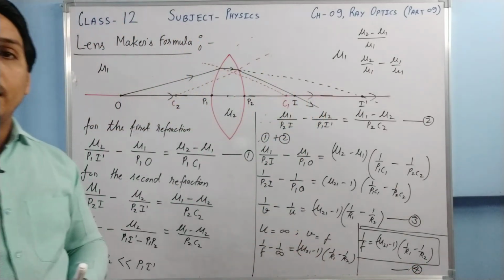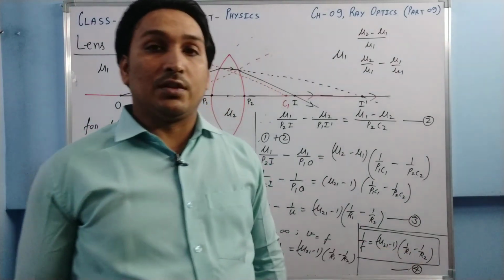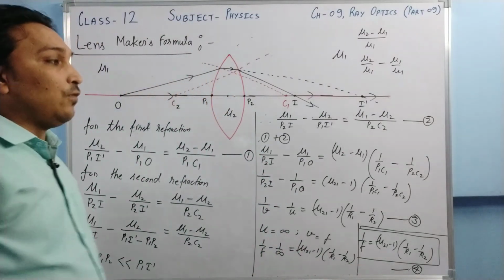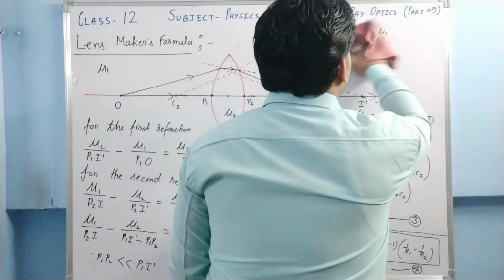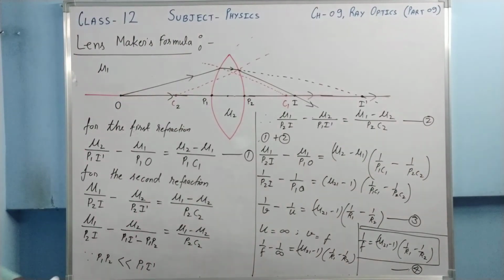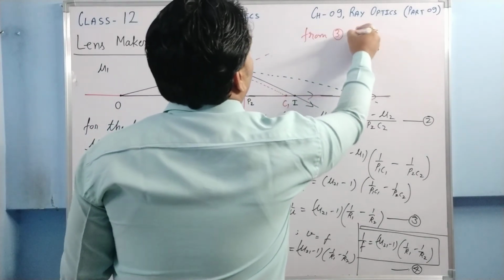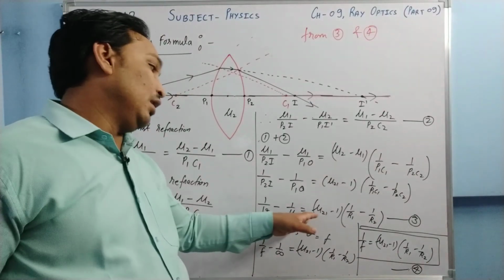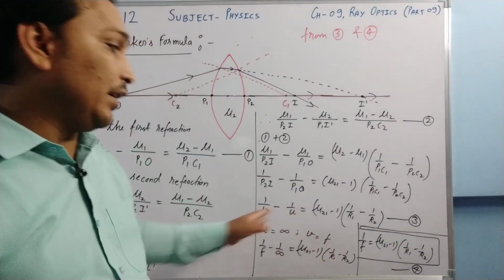Equation number 4 relates the focal length of the lens and the radius of curvature of both the surfaces. This is called lens maker's formula. This is the formula used by the manufacturers to find the required radius of curvature for a desired focal length. One more very important equation we get from here. If we compare equation number 3 and equation number 4, the right hand sides are both the same, so the left hand side should also be the same.